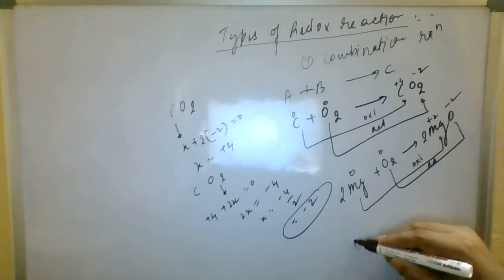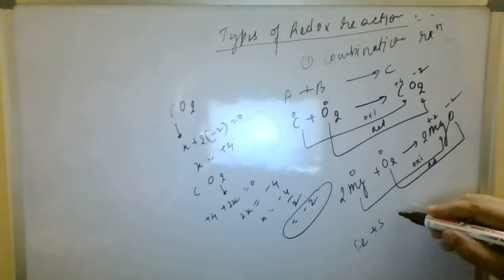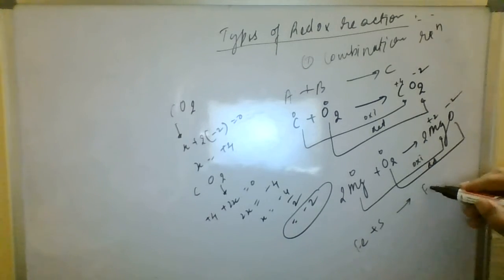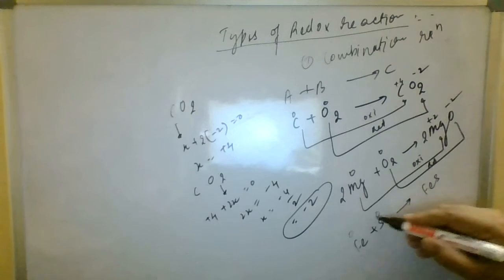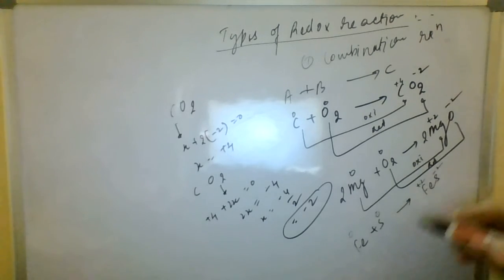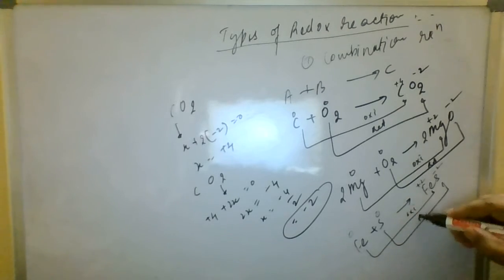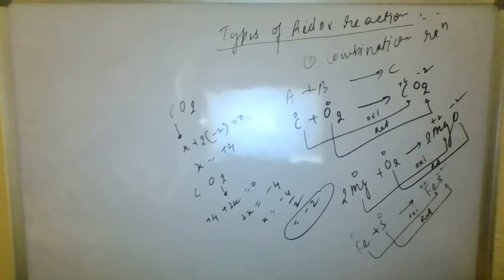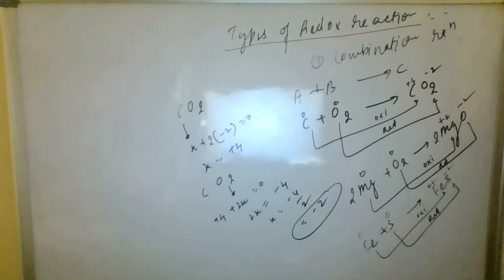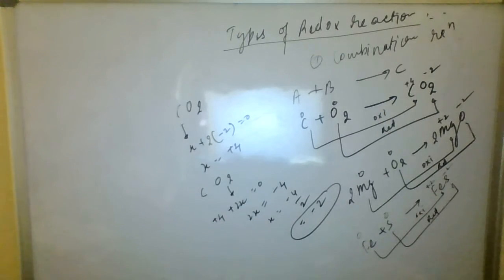Suppose I am having Fe, and if we combine it with S, it gives FeS. So here is 0, 0, here is +2, and here is -2. So 0 to +2, this is oxidation, and 0 to -2, this is the reduction. These are all combination reactions in which two substances combine to give one, and a decrease and increase in oxidation state is taking place. So this is again an example of a redox reaction.